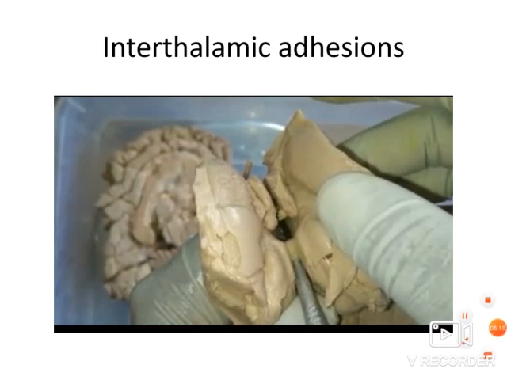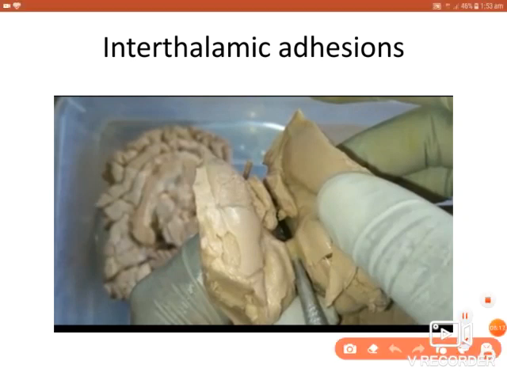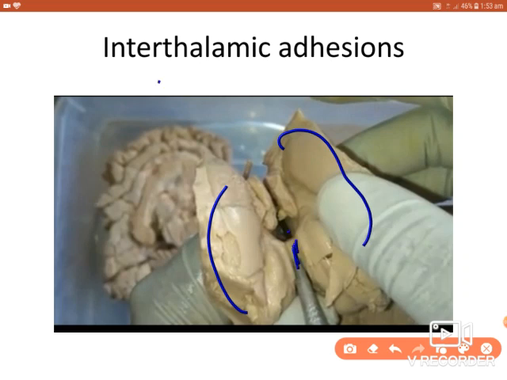In this figure, you can see each thalamus is connected by gray matter. This is called the interthalamic adhesion. Here you can see the cavity, that is the third ventricle. Here we get the medial surface.